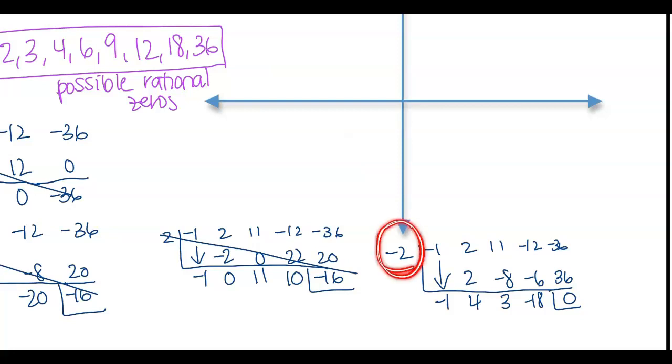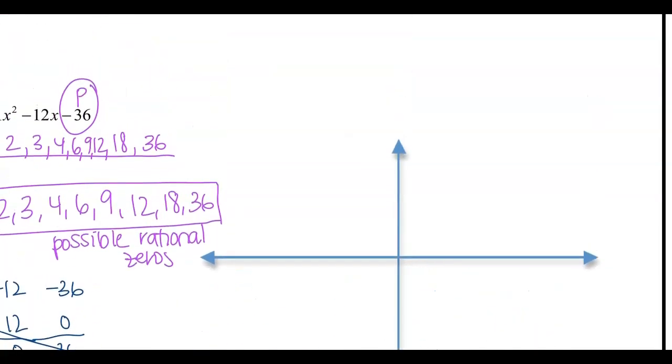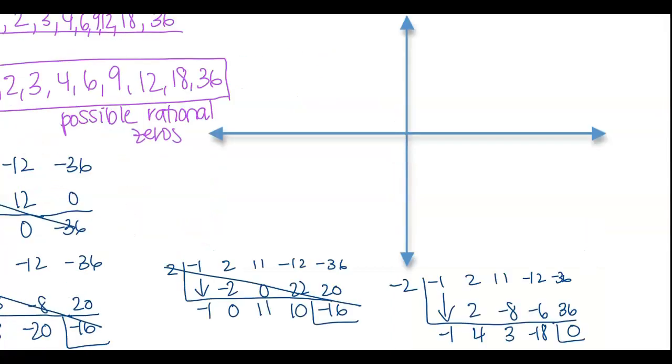So this is going to be one of my x-intercepts. Let me scroll back up to the top. At the top, I'm going to write my zeros, or you can put roots, because those are your x-intercepts. One of the x-intercepts is -2. That's one of the answers that I need.